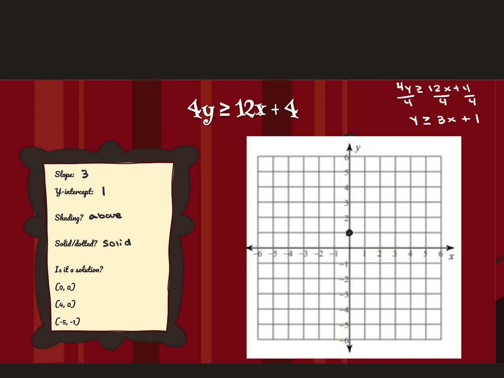So starting with my y-intercept at 1, I'm going to go up 3 over 1, go down 3 over 1. And I'm going to use a solid line, even though my line is very crooked here, so I do apologize about that. And here, since y is greater, we are going to shade above.